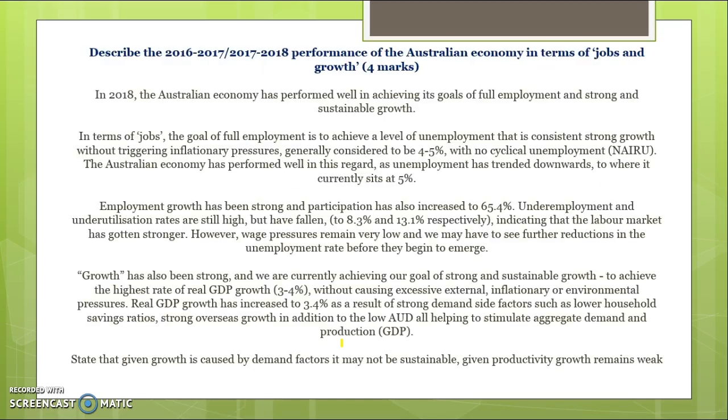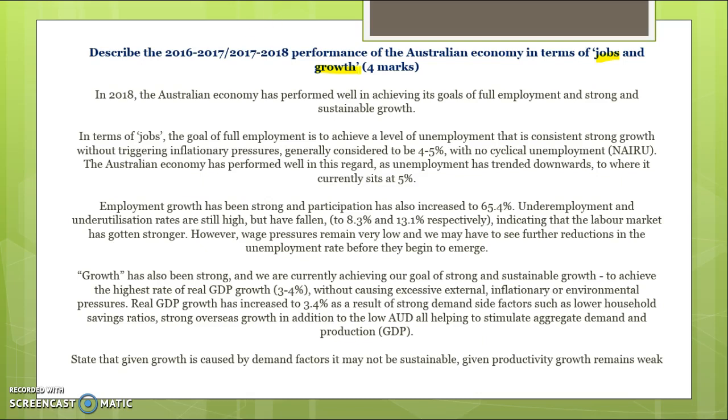Right, analysing the performance of the Australian economy in terms of jobs and growth. Okay, really important thing was in last year's exam. It's probably going to come up again. It's really important you have a really clear understanding of exactly what's going on in terms of unemployment at the moment and in terms of the strength of the economy when we're looking at growth. So basically, things have improved this year. Full employment's improved, strong and sustainable growth's improved. As of the September quarter, technically we're meeting both goals. Growth's at 3.4%, unemployment's at 5%.